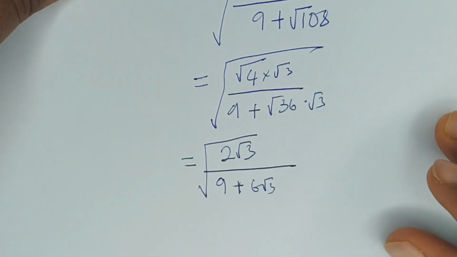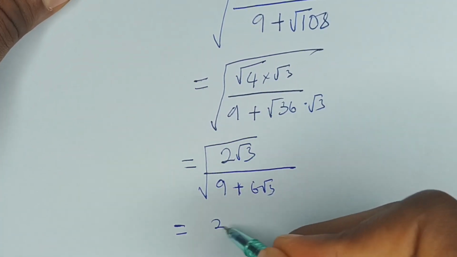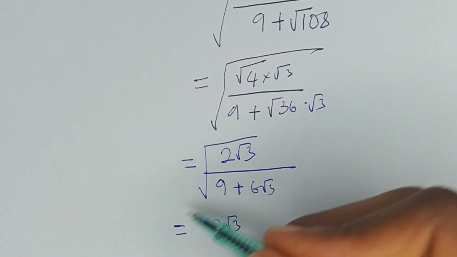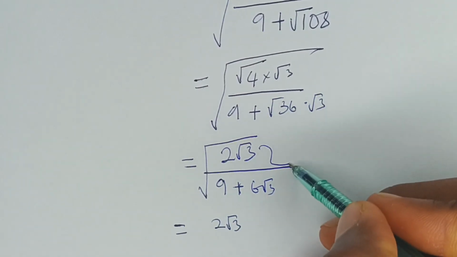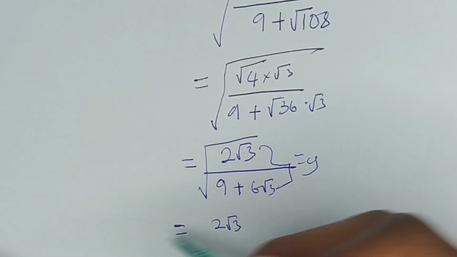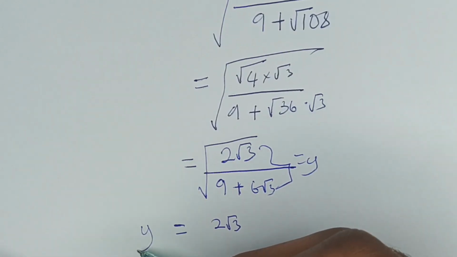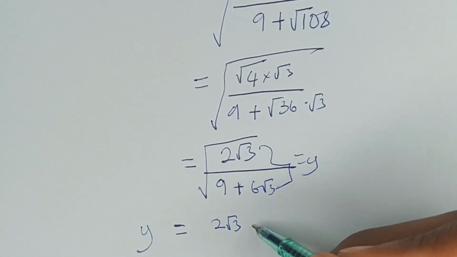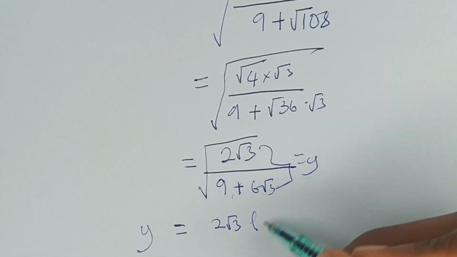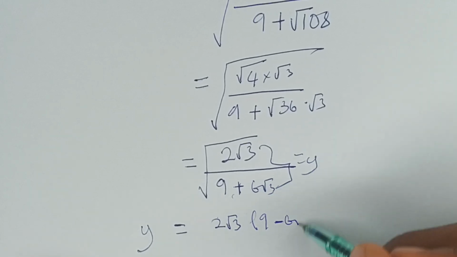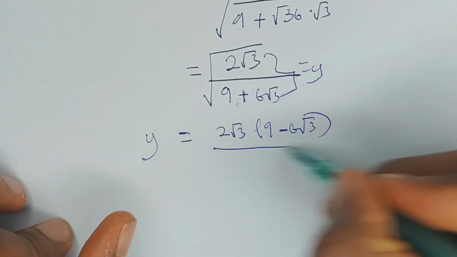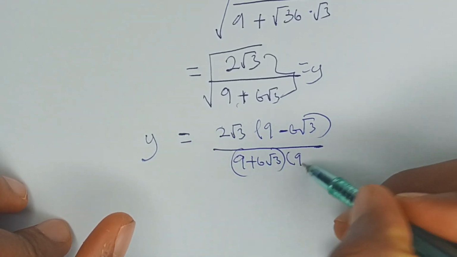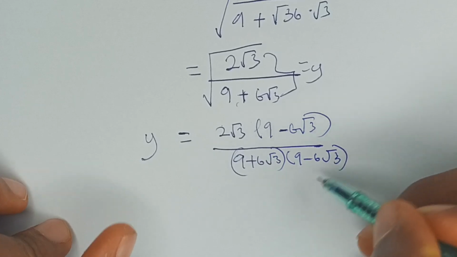Rationalizing this denominator, we have this to be equal to 2 root 3. Okay, let us bring it out, and then let's say that this is equal to y. So we have square root of y finally, but let's solve for y first. Okay, now we have 2 root 3 over 9 plus 6 root 3, multiplied by 9 minus 6 root 3 over 9 minus 6 root 3.